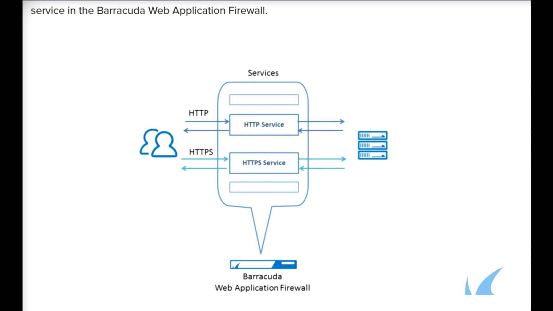The service also receives responses from the servers and applies security such as data theft protection before returning responses to the client. Using services, the Barracuda Web Application Firewall acts as a server that clients connect to on the front end. On the back end, the service acts as a client to the real servers.